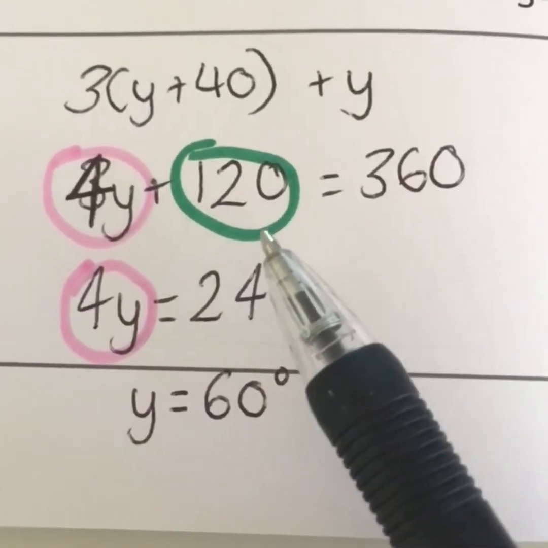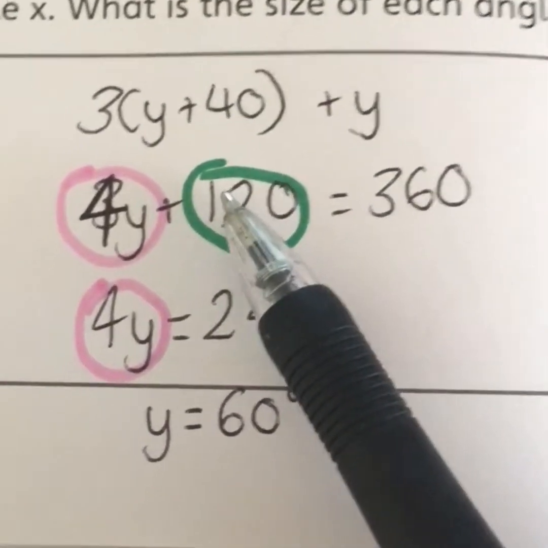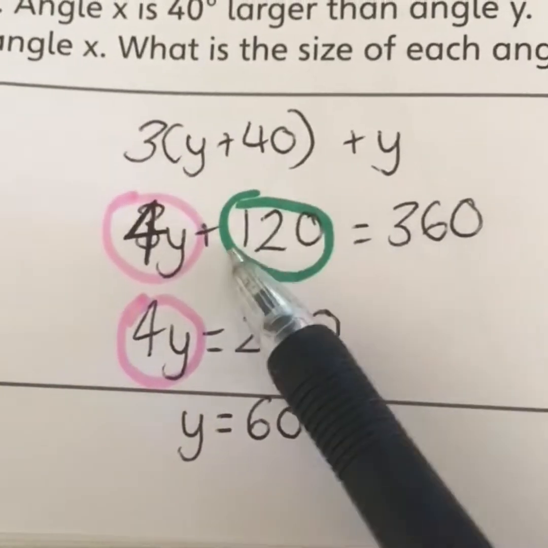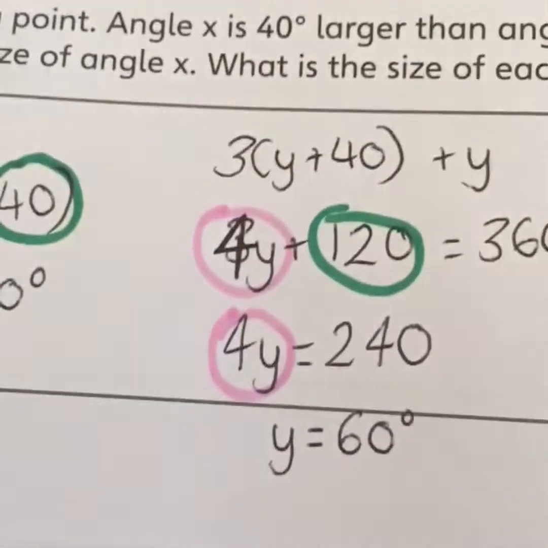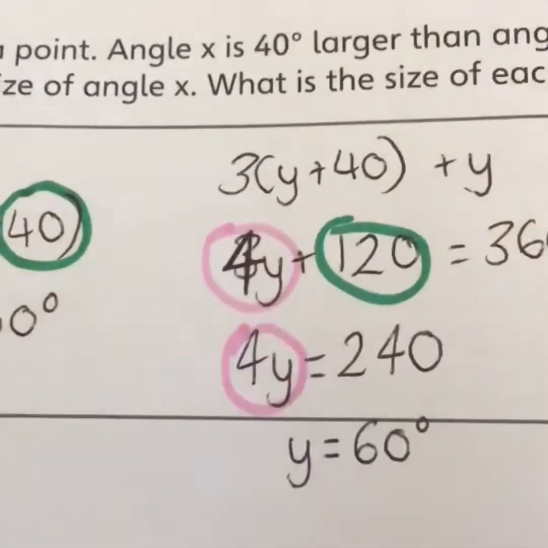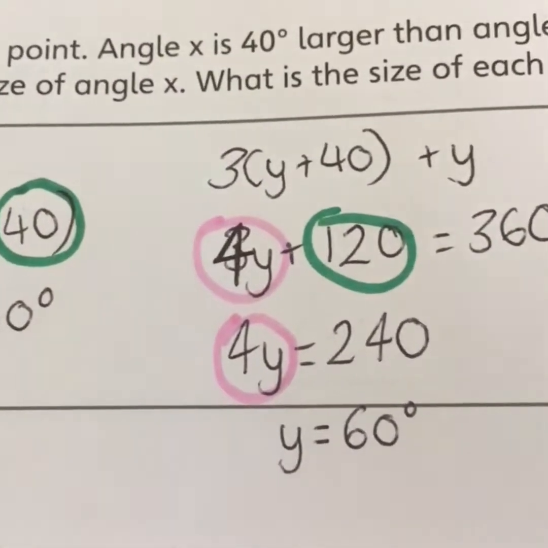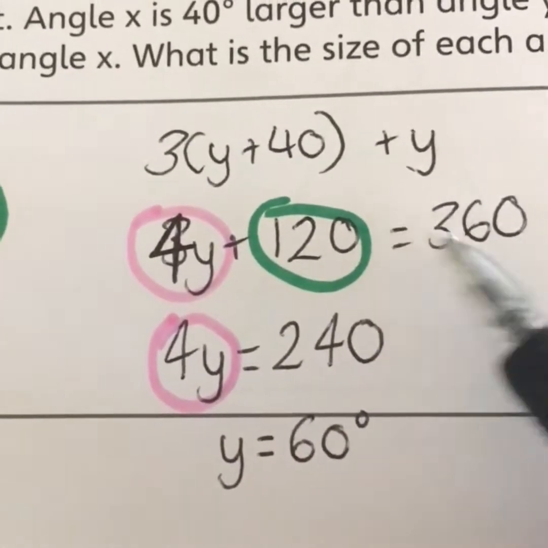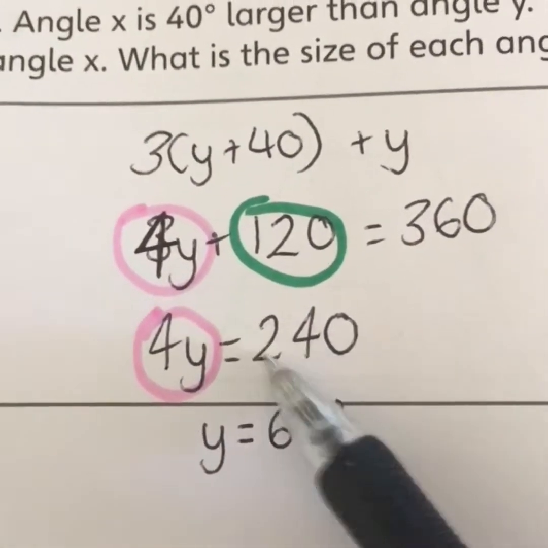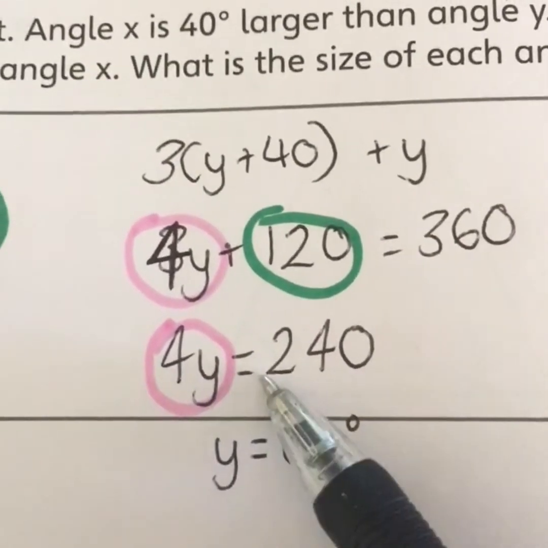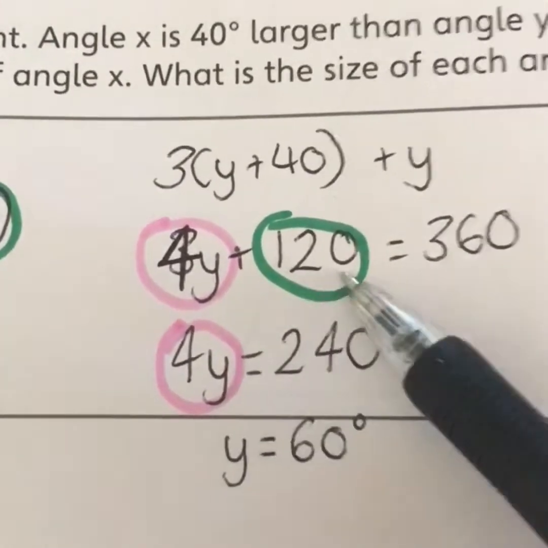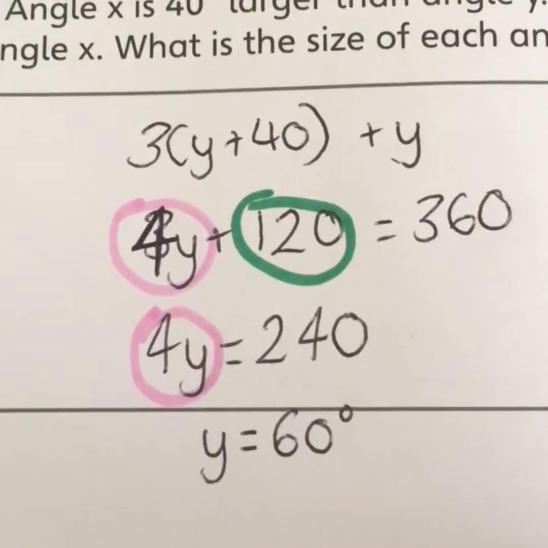Now, if you rewind all the way back to when we did solving equations, okay, I know this is a long time ago and I know this is a bit tricky. What do you need to do to get rid of plus 120? Well, you need to take it away. So if I take 120 off that side, take 120 off this side, so 360 take away 120 is 240. 4y equals 240, so divide it both by 4, y equals 60.